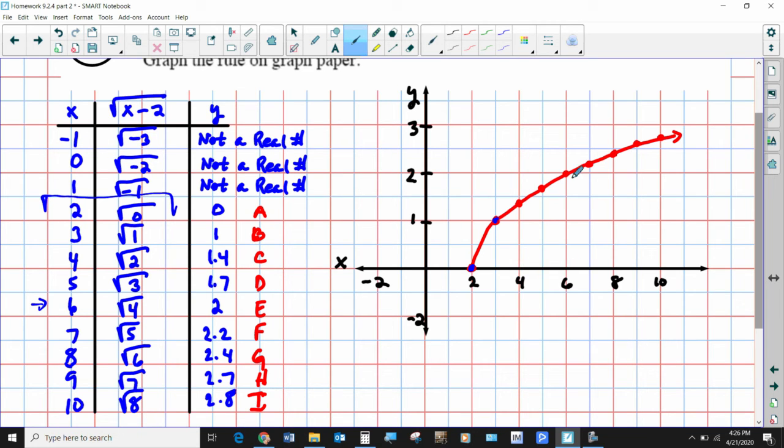No, when x was equal to 6, we got the square root of 4, which is 2. So that's this point right there. And is there another one that pops up there? I guess all the others.